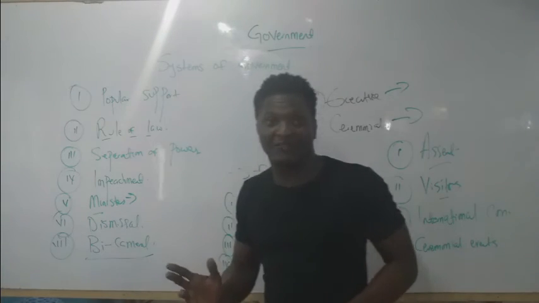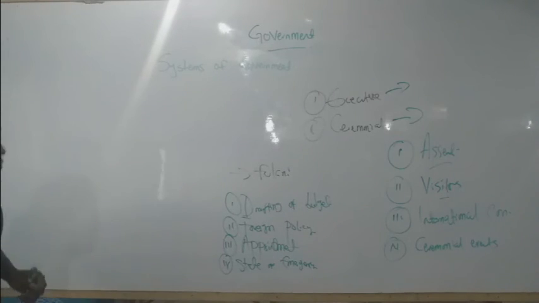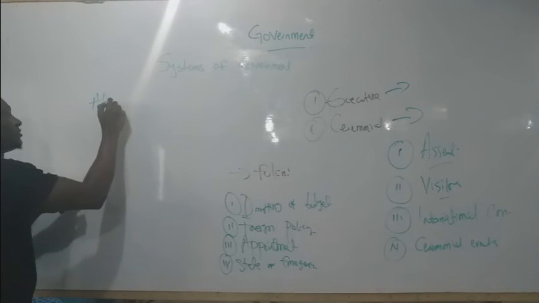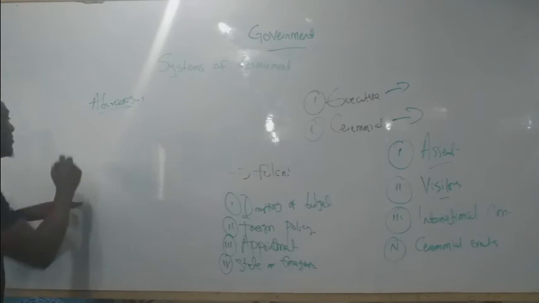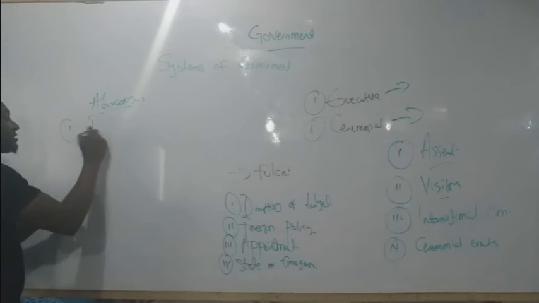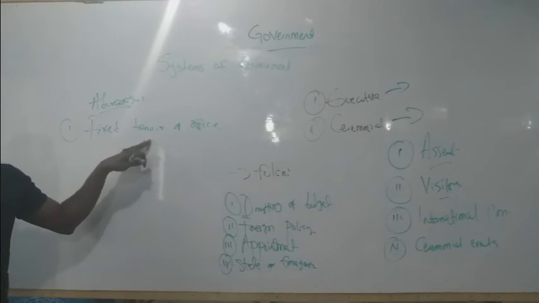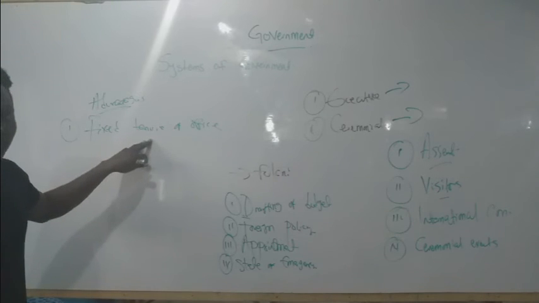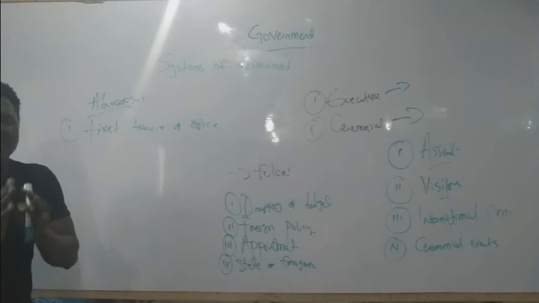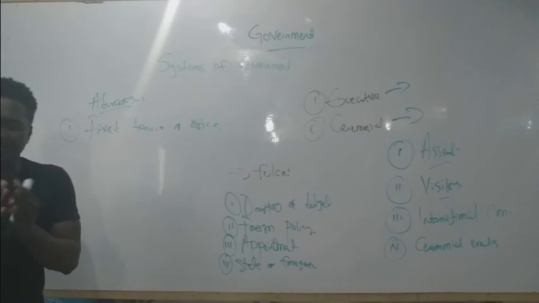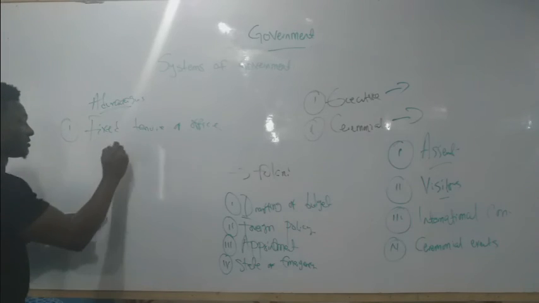Look at the next topic very fast. I did tell you this class is not self-exhaustive, so please do further readings. We look at advantages. You have it as merits in some textbooks. I'll just take two for the sake of time. Number one, fixed tenure of office. Now, this example helps in ensuring political stability. In the presidential system, the president has a fixed tenure of office. In the Nigerian example, the life of a tenure is 4 years.